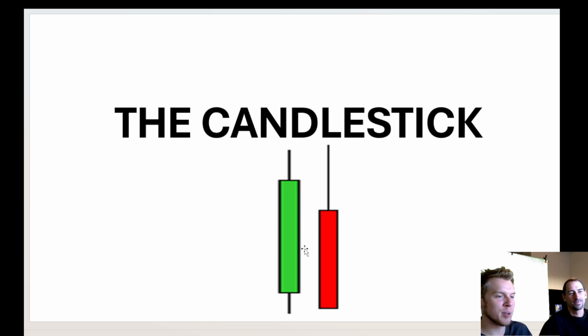So these are two examples. Green means over that time period it went up, and red means over that time period it went down. So we call this a bullish candle, and a red is a bearish candle.